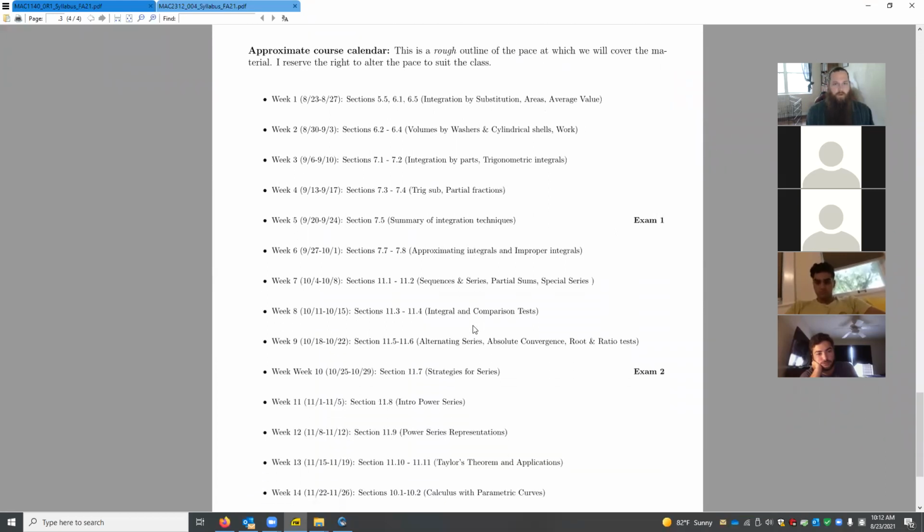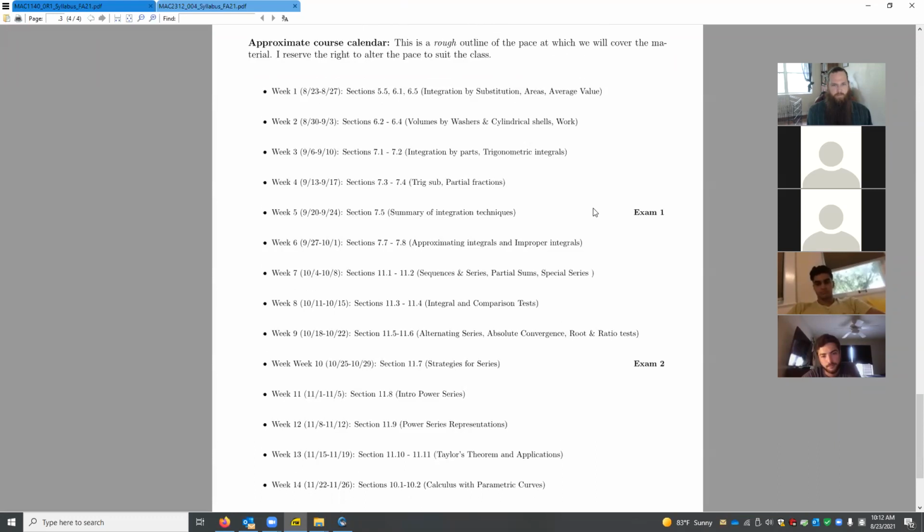Here's the course calendar. This is a rough outline. There are some things that will inevitably mess with this, like holidays and hurricanes and football games and people traveling. But this is about when we're going to do what. So the first week, this week, we're going to talk about some integration stuff you're supposed to have learned in Calc 1, like 5.5, which is substitution, 6.1, which is areas between curves. And then we'll also talk about section 6.5, which is this thing called average value.